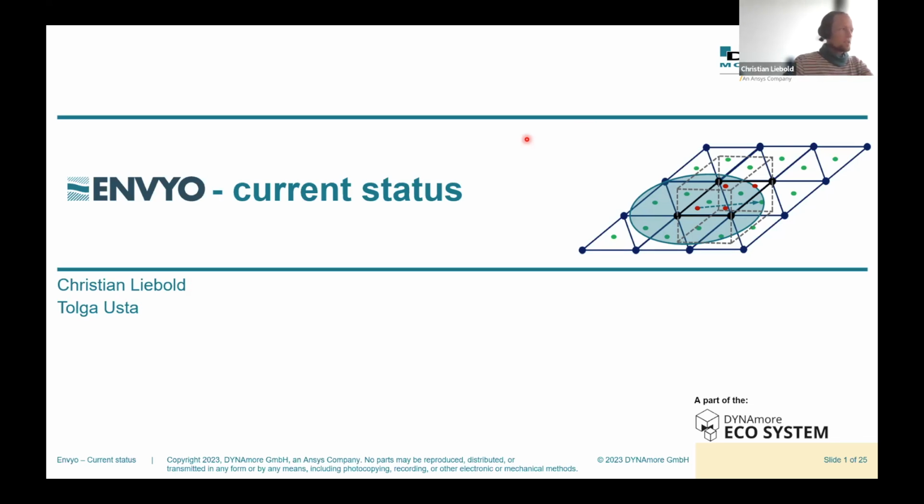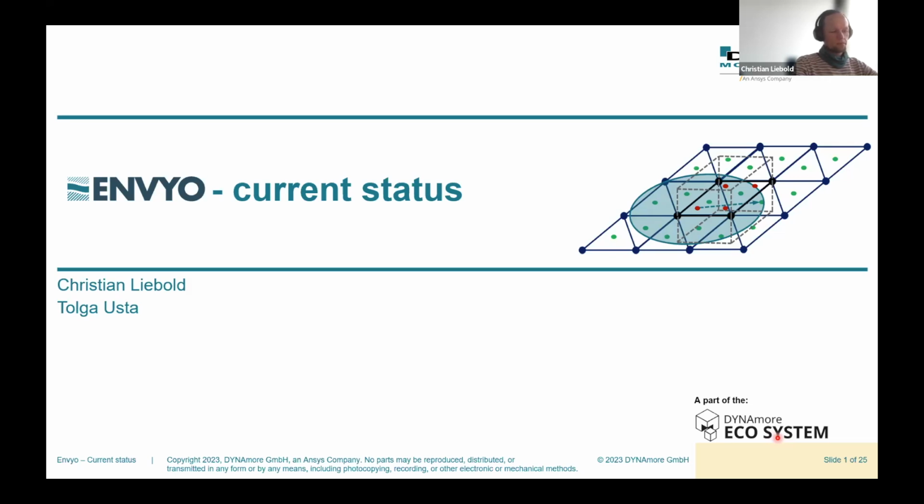As you can already see here, ENVYO is part of the DYNAmore ecosystem, which is a group of smaller products which we are distributing to our customers for any application which is related to DYNA, like data processing, data compression, reading out D3HSP plots and such things. And ENVYO is part of this program package. Of course, you can also license it as a standalone product.